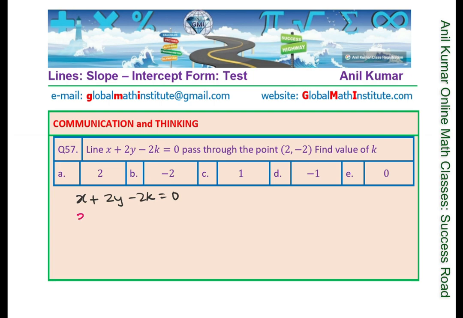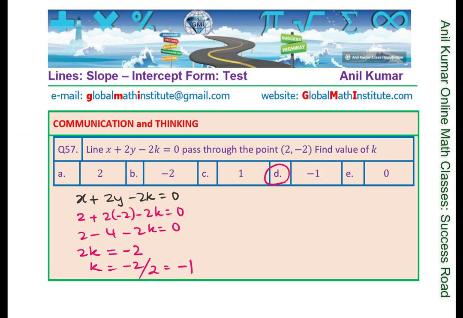So substitute 2 for x and minus 2 for y, right? To find the value of k. So we get 2 minus 4 minus 2k equals 0. Let's take 2k to the other side. So we get 2k equals minus 2, or k equals minus 2 by 2, which is minus 1. And therefore, option D is the right option.